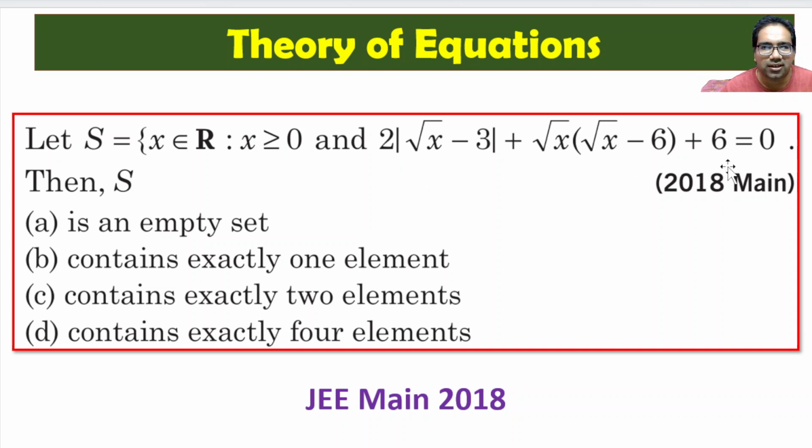This looks a little clumsy, but we can observe one thing here. Root x minus 3, if we call this some y, then root x minus 3 plus 3 is y plus 3, and root x minus 6 is y minus 3. Basically, this is y plus 3 and y minus 3. Probably if we make this some y, then we can convert this equation into a quadratic equation. There is a mod here also. Let's see how we handle that also.